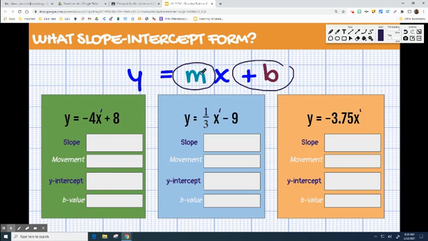So remember, the slope is the coefficient of x. So I can see right here, this -4 is the coefficient of x. So I know that my slope is -4. But what's that movement? I need to make sure that my slope is written in fraction form, because remember, slope definition is the change in y compared to the change in x. It's a ratio. So I need to change this into a ratio, which is a fraction, which would be -4 to 1.